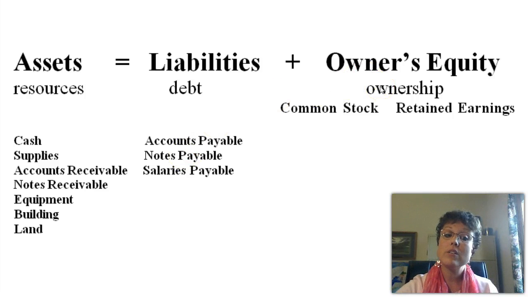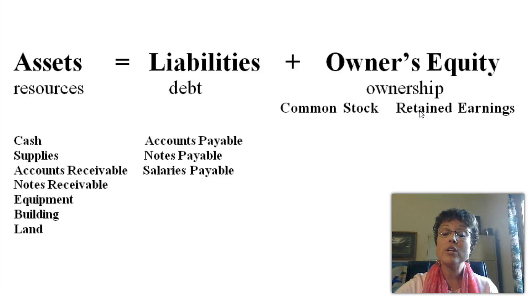Ownership is considered residual because it literally equals assets minus liabilities. In other words, we have to use our assets to pay our creditors first, and the owners get what is left. Now, ownership takes two forms. Original ownership is called common stock. This is the amount of money paid to a company in return for its shares of stock. Stockholders are the owners of the company.